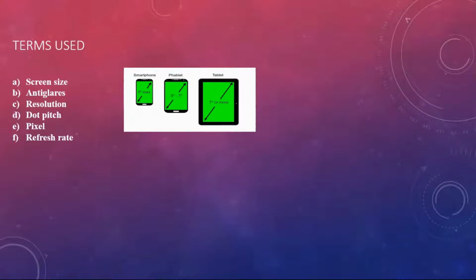In these images, you'll see a smartphone which is being measured here, and it is 5 inches. We have a tablet or a phablet which is 7 inches. Then we have another tablet here. Then some of you have screens at home which are even 32 inches, and so on. So that is what we mean when we say the screen size, how big the screen of the computer is.